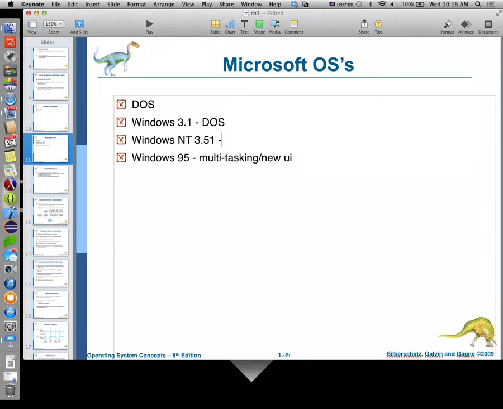Windows NT, the actual operating system was the NT kernel. New Technology Kernel. Is that what it stands for? That's what it stands for. NT is New Technology. Interestingly enough, this is the actual first operating system Microsoft wrote, because DOS they bought. Which is, I mean, not a big deal. Companies do that all the time now, right?